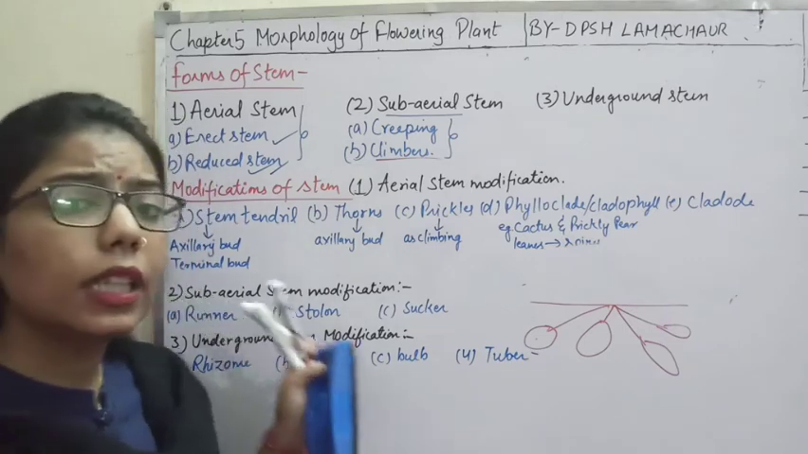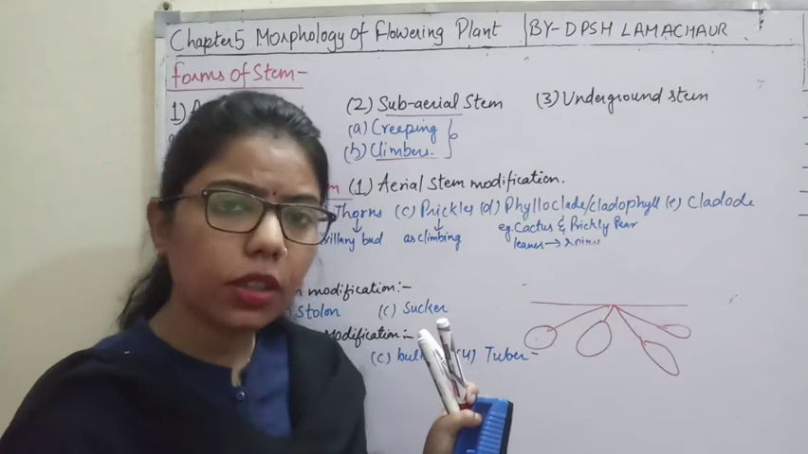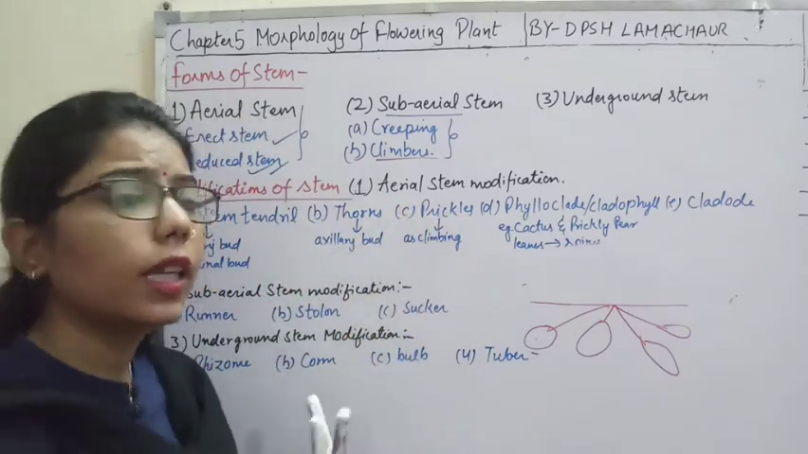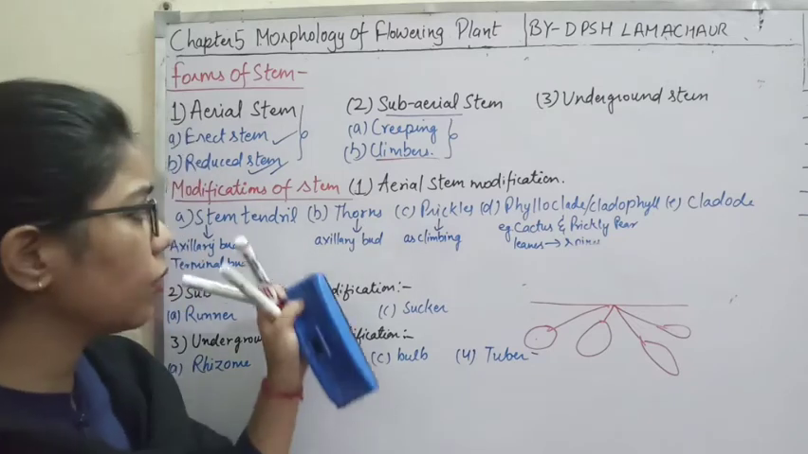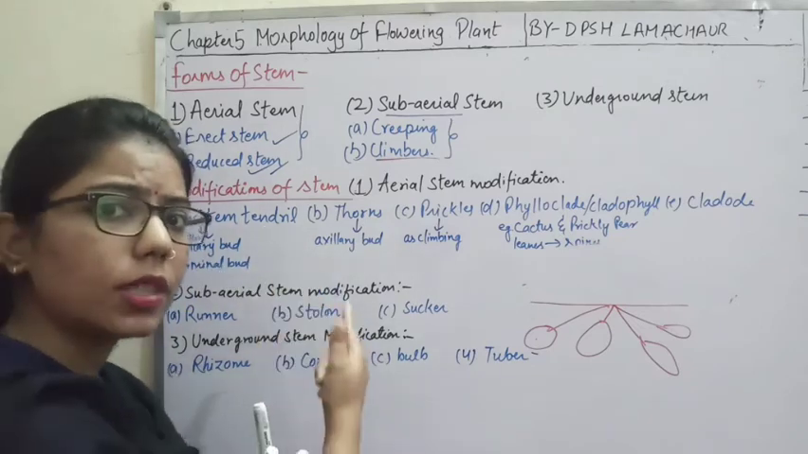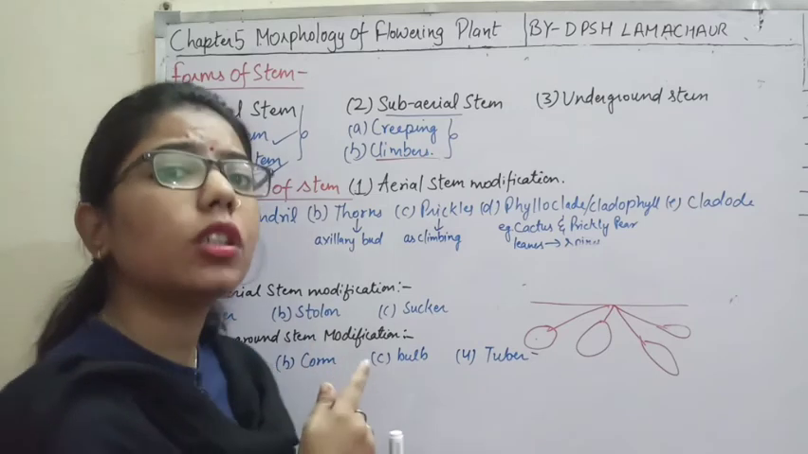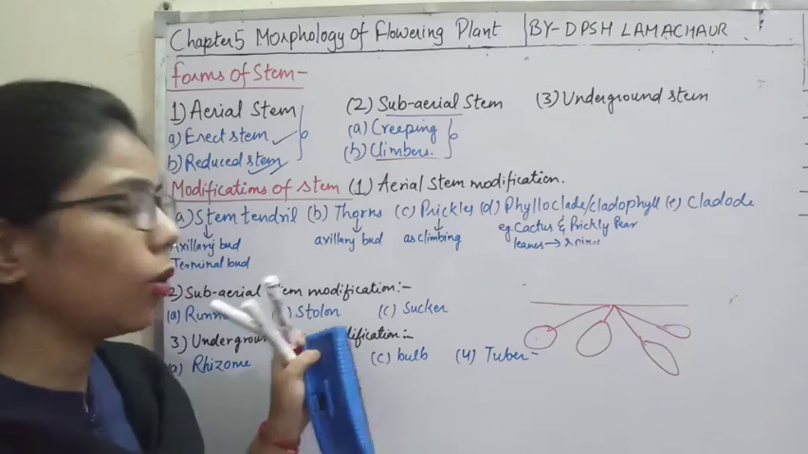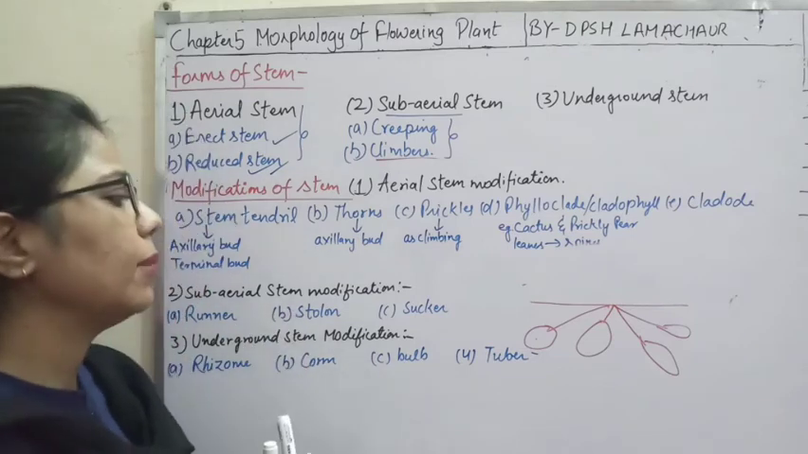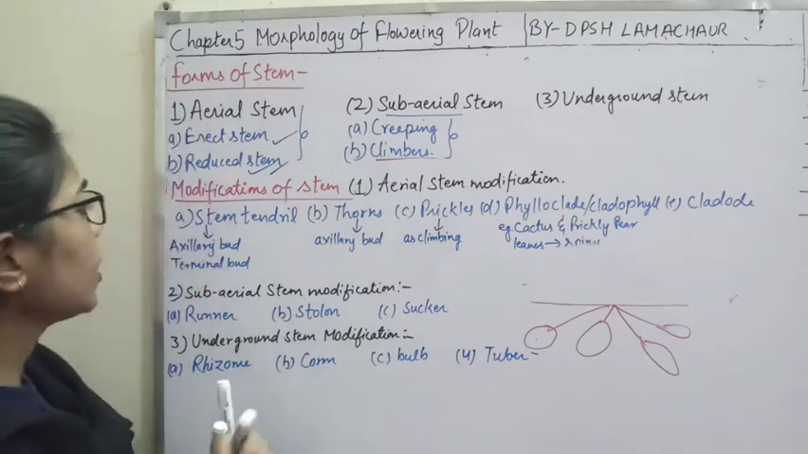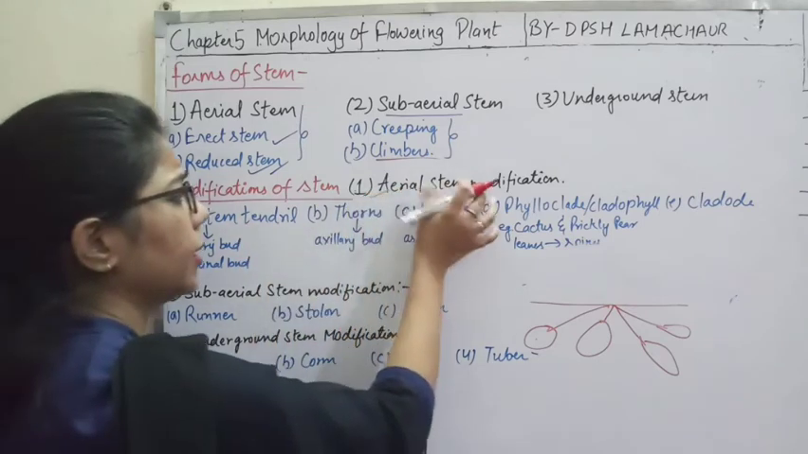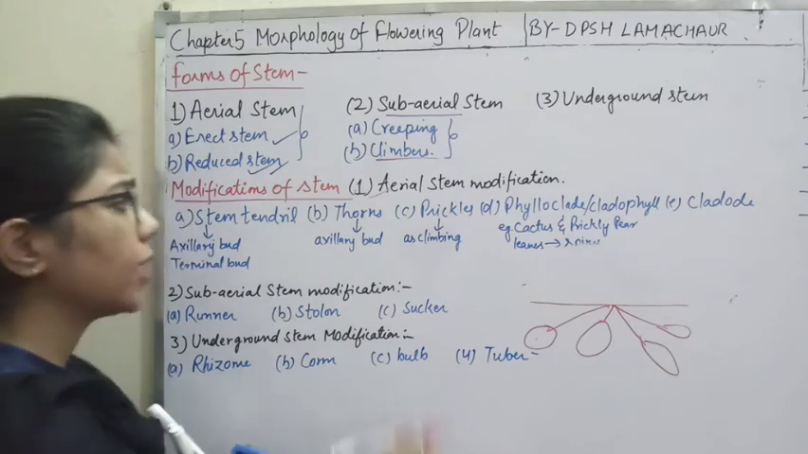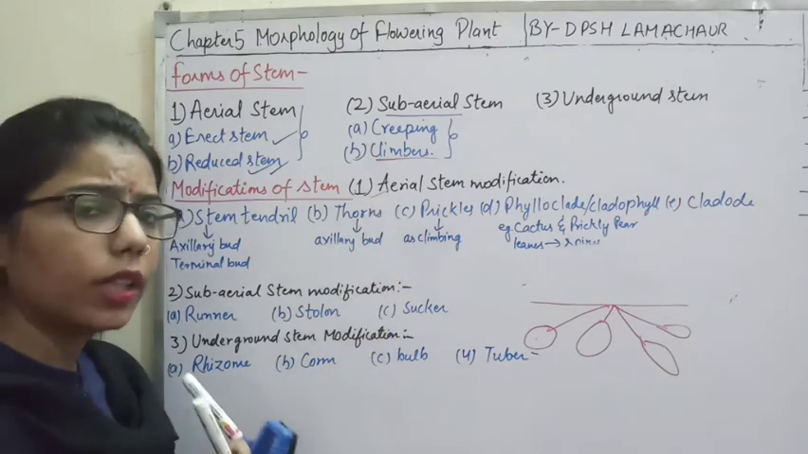As well as these are also helpful for protection, because we will understand that thorns and prickles are structures formed by the modification of the stem, and they provide protection to the plant from the animals which are moving here and there around the plant. So one by one we will understand it. The first modification we will understand is the aerial stem modification. It means that we will understand it in those stems which are present on the land.